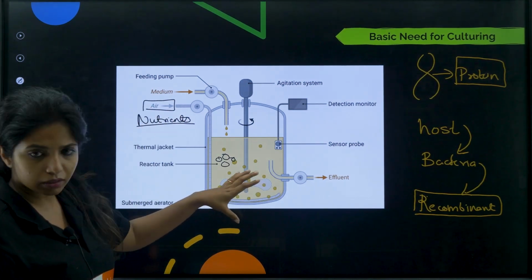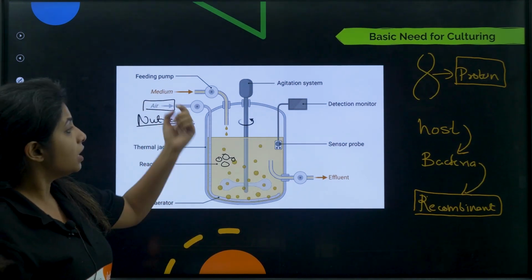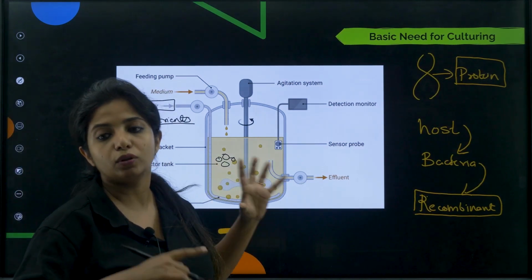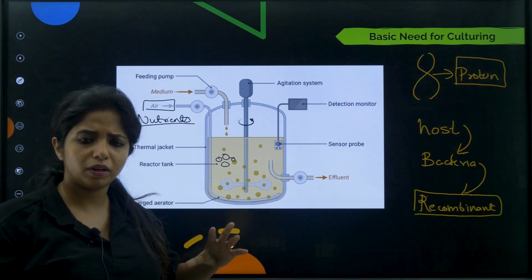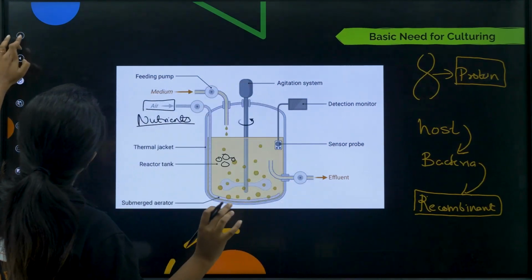So a culture medium, which is rich in nutrients, a source for air, a source for mixing the nutrients, the air, everything with the host bacteria and things like that. Apart from that, you need so many things. There might be so many things, but this is the basic thing that we need. Now we are going ahead. I hope you got it.